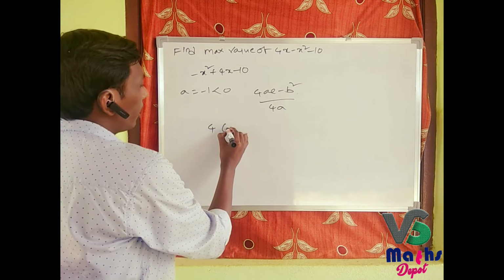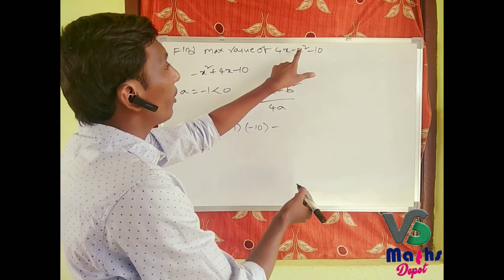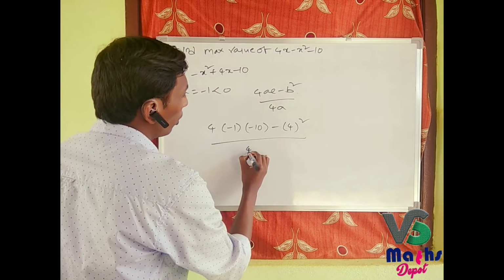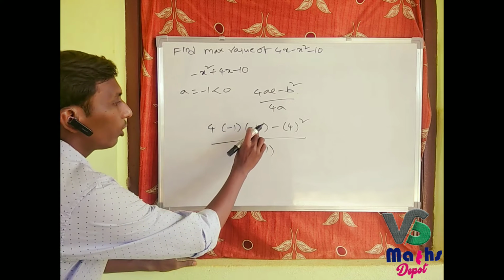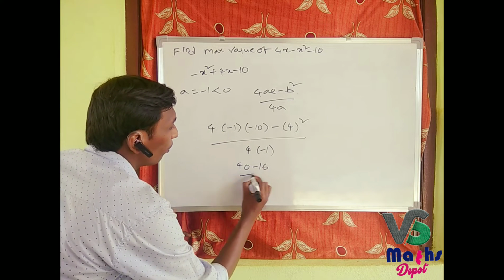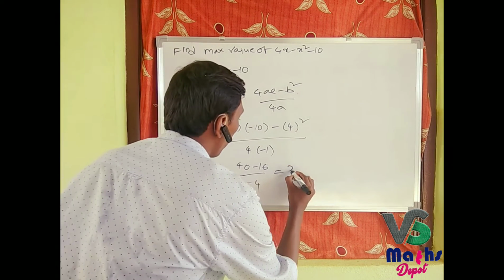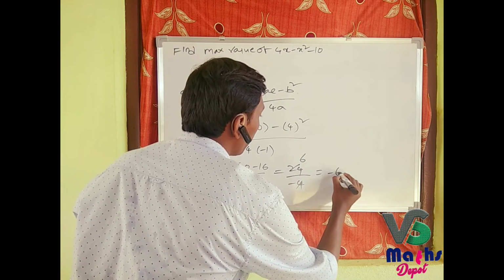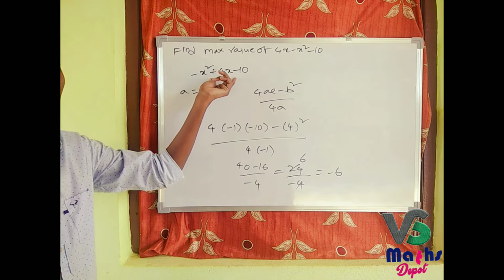4 into a value minus 1, c value minus 10, minus b square, b value is 4 square, by 4 into a value minus 1. Now minus 1 into minus 10, that is 10. 10 into 4, 40 minus 16, by minus 4. That is 24 by minus 4, that is minus 6. Minus 6 is the maximum value of this quadratic expression.